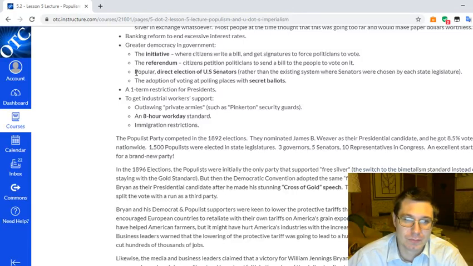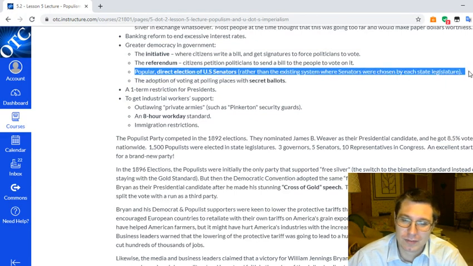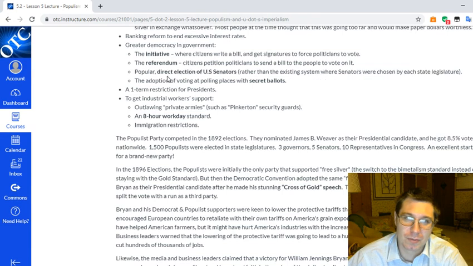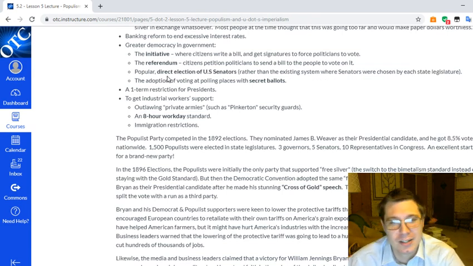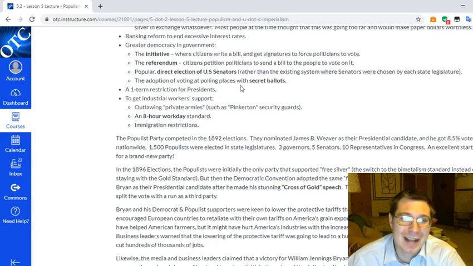And then popular direct election of U.S. senators, rather than the existing system where senators were chosen by each state legislature, which is how it was originally done under the Constitution. Now, it wouldn't be until the Progressive era that this was changed, but the populists were already calling for it in the late 1890s, about 10 years before the Progressive era. The populists also wanted secret ballots.